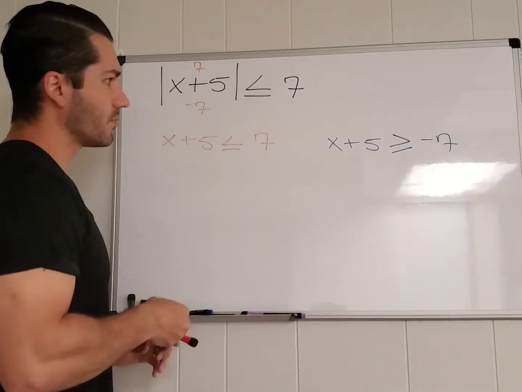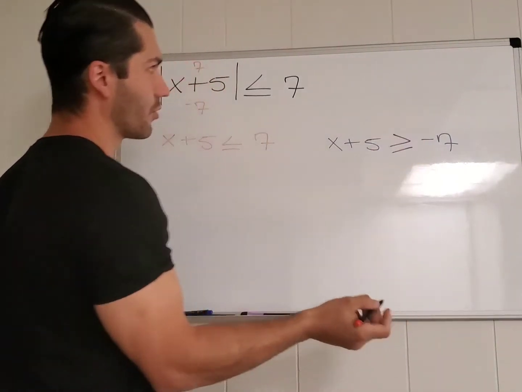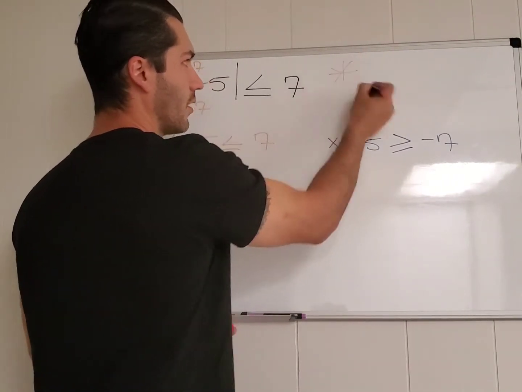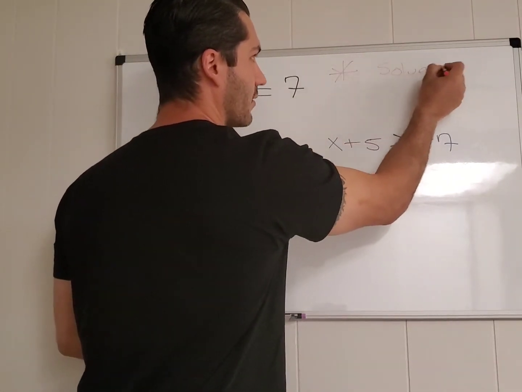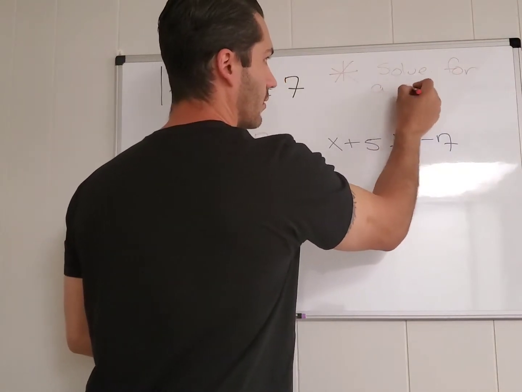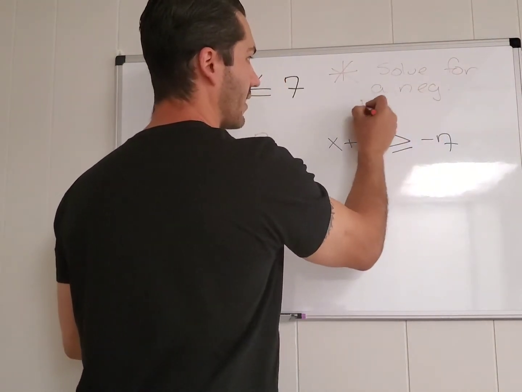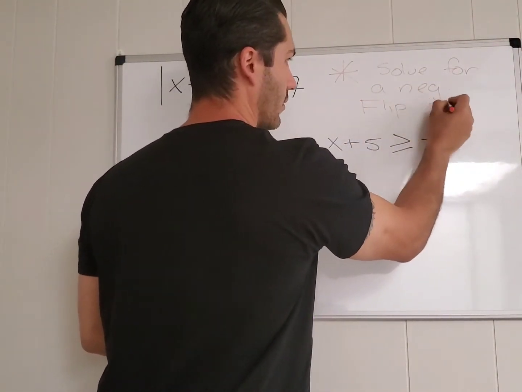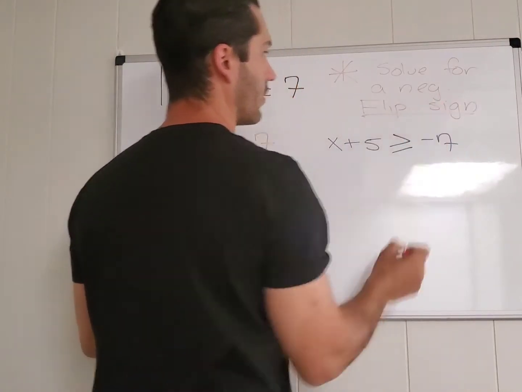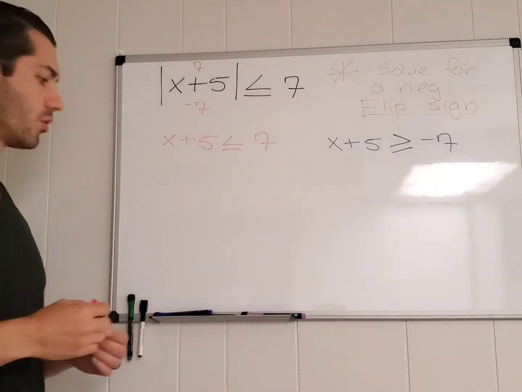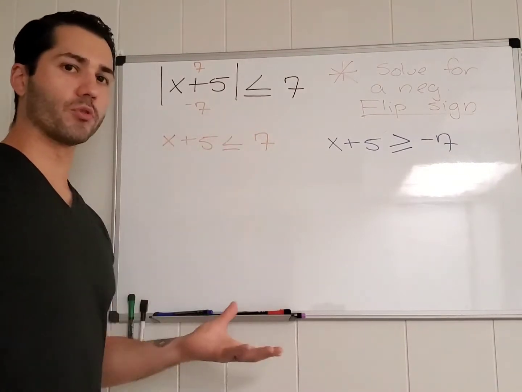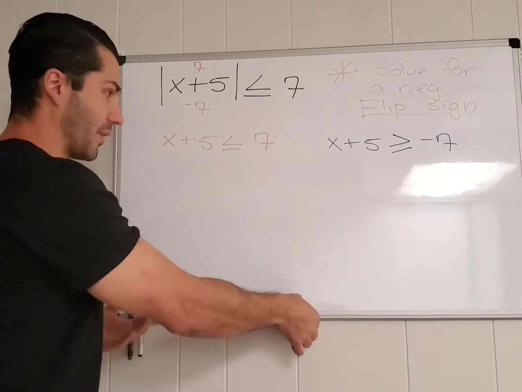But the big rule is this flip. So the main rule here, when you solve for a negative, flip the sign. Okay, that's going to be the big rule. At the end of the examples, I'll put all the rules up here, something that you might want to just be able to fast forward to.